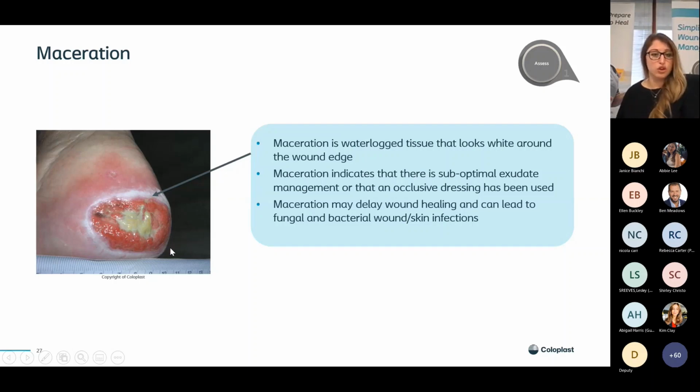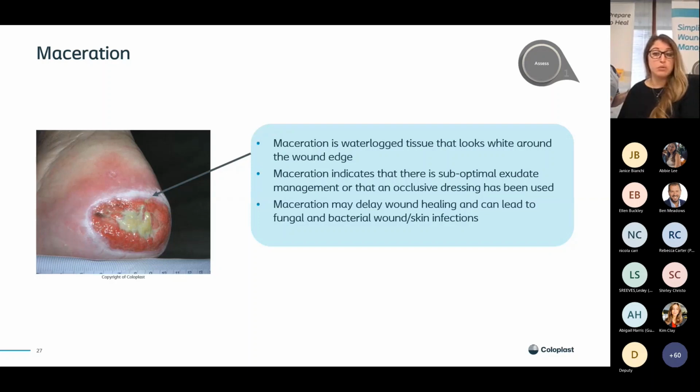And what it is, it's waterlogged tissue. So it's repeatedly got wet, and it basically can't protect itself anymore, so it gets waterlogged. And this indicates that there isn't an optimal healing environment. Actually, what's there is a suboptimal healing environment with the exudate management, and likely is that we're not managing that exudate appropriately with the wound management plan that we've already got in place.